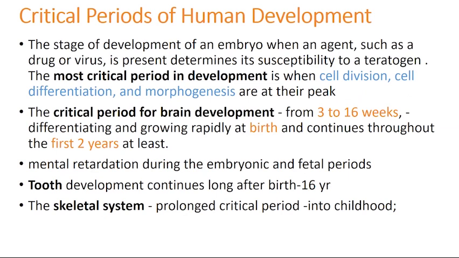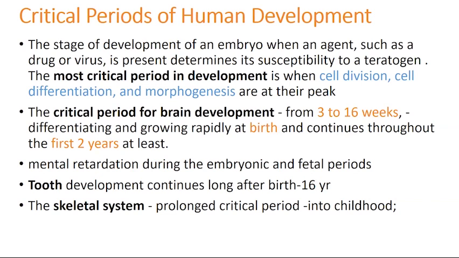Then, what are the critical periods of human development which can be effective? The stage of development of an embryo when an agent such as a drug or virus is present determines its susceptibility to a teratogen. The most critical period is when cell division, cell differentiation, and morphogenesis are at their peak, as we have already said. The critical period for brain development is the 3rd to 6th week.